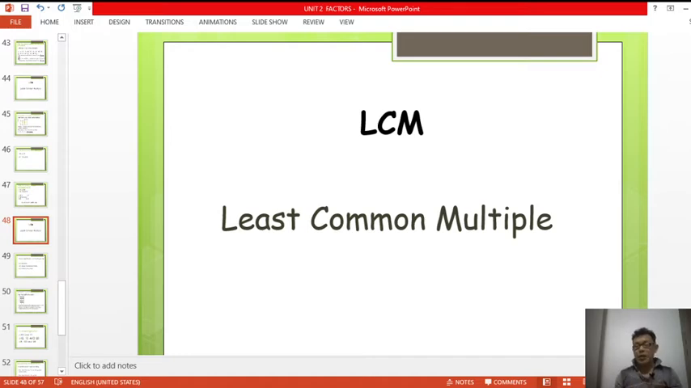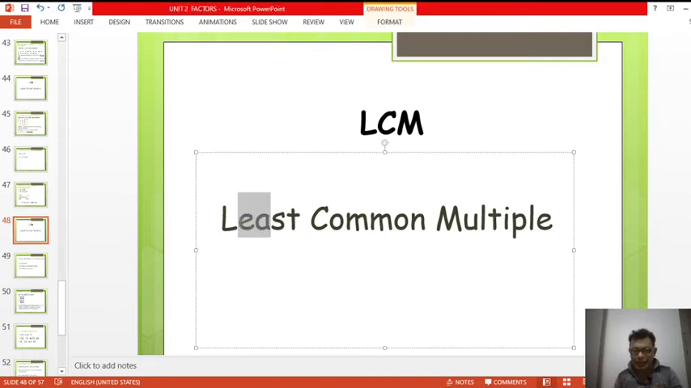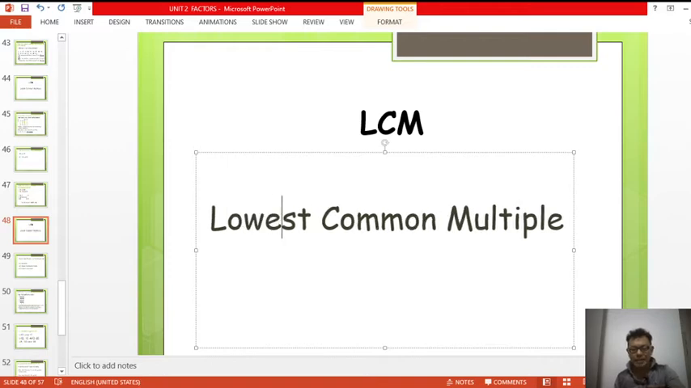So today we are going to learn about LCM or Least Common Multiple. Again, we're still in Unit 2 of our books about factors. This is just a continuation of the three methods of finding least or lowest common multiple. Some books they say least, but I think it's better I'll use lowest. Lowest common multiple or least common multiple, they're the same.